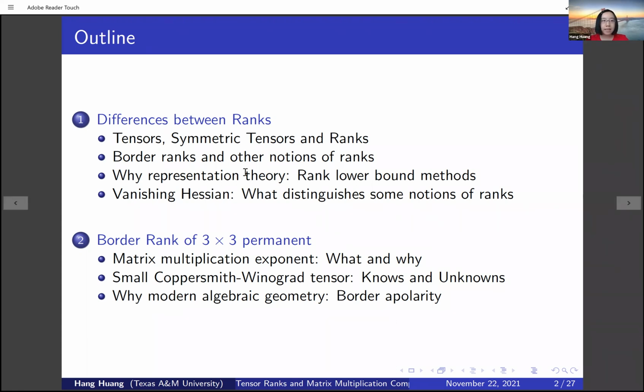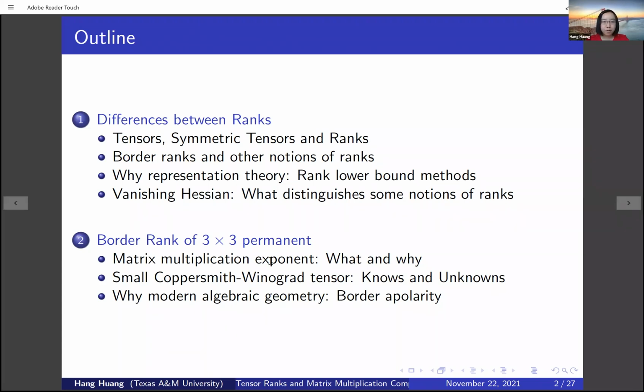Then in the last part, I'm going to talk about what we have done, which is we found a connection between the different notions of ranks, the difference between those notions of ranks, and a very well-studied object called polynomials with vanishing Hessian. And in the second part of my talk, I'm going to tell you a little bit about how we compute the border rank of the 3x3 permanent.